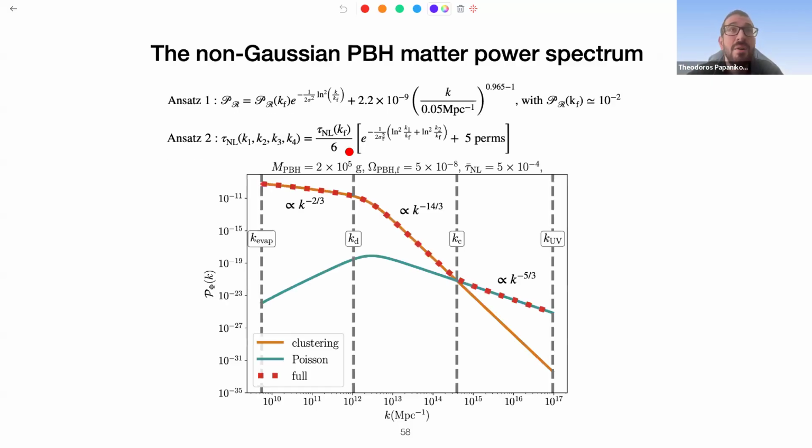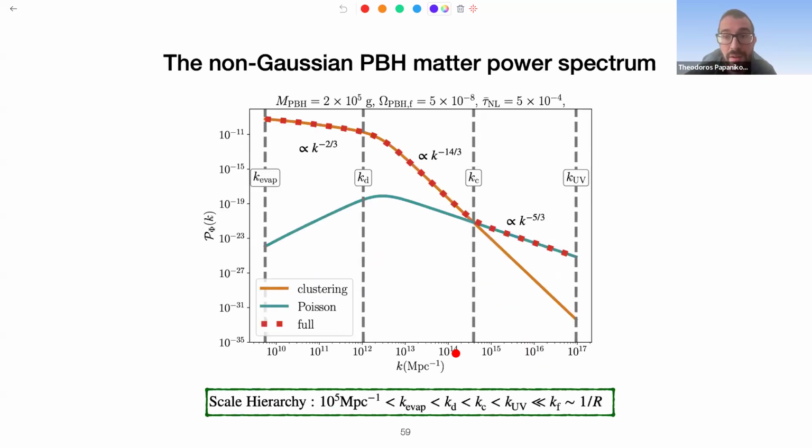So having done that, we can fix our free parameters at hand, which are M_PBH and omega_PBH, and compute tau NL bar from the integral I showed you before, and plot here P phi over k. Interestingly, on small scales, we are dominated by the Poisson noise with P phi scaling as k to the minus 5 over 3, whereas on large scales, we are dominated by the non-Gaussian clustering term. Here, k critical is the scale below which we transition between the two regimes, basically.